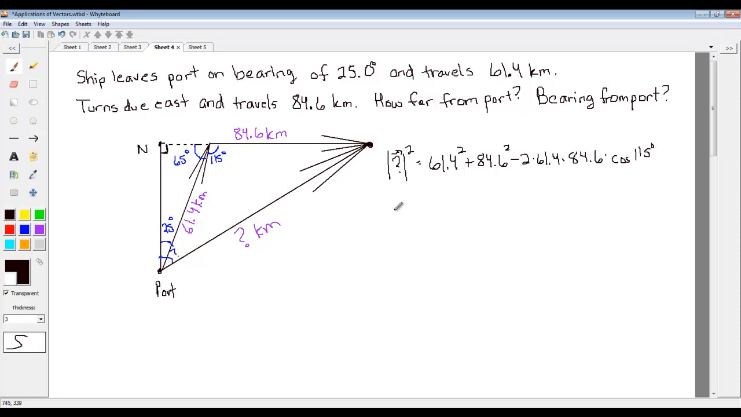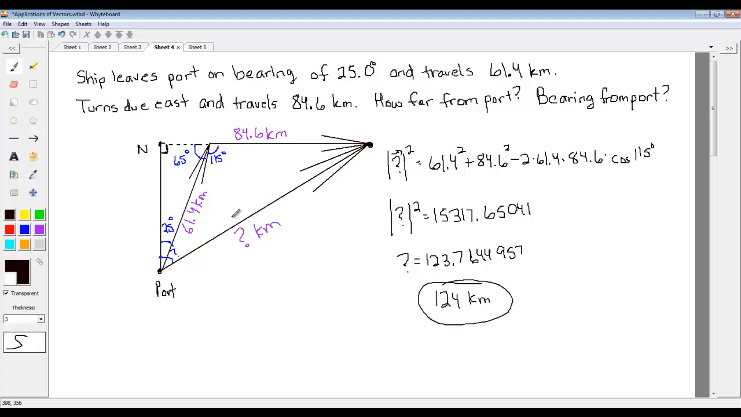So you put all that in your calculator, and you're going to get 15,317.65041. Square root that, you're going to get 123.76447644957. Now we're going to go to three significant digits because you have 61.4 and 84.6. Those are three significant digits. So we're going to round to 124 kilometers.